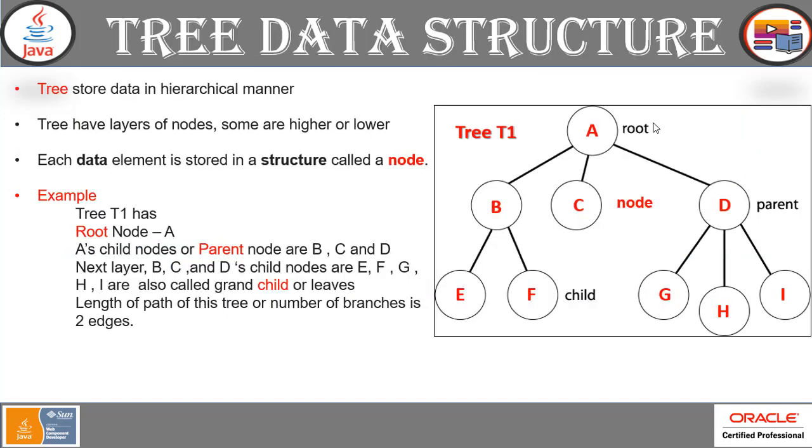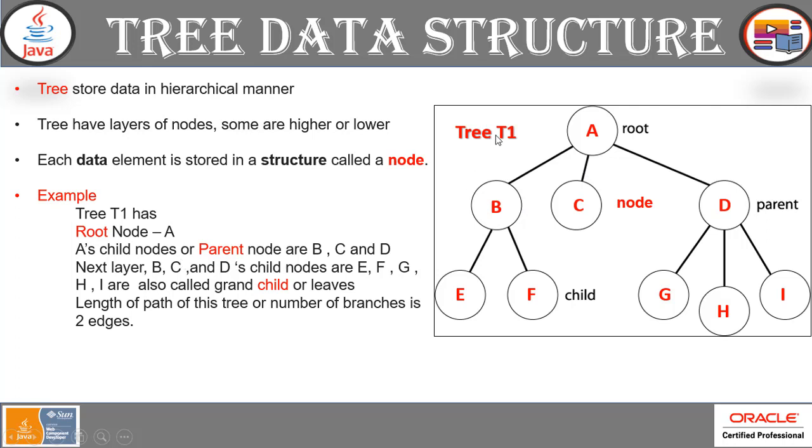Tree is a kind of data structure which stores the data in a hierarchical manner. That means the data in this kind of data structure is maintained in a layered form, level form, in a hierarchy. Each data element is stored in a structure called a node. So this is what we call a node.